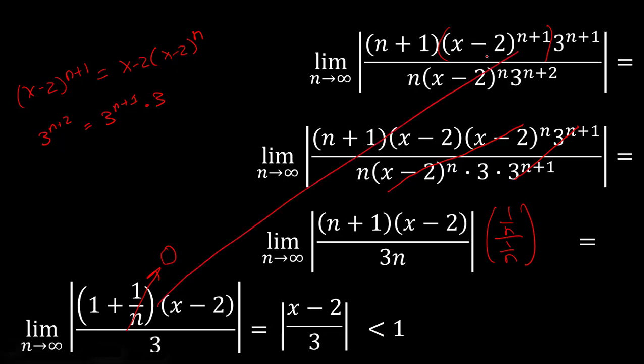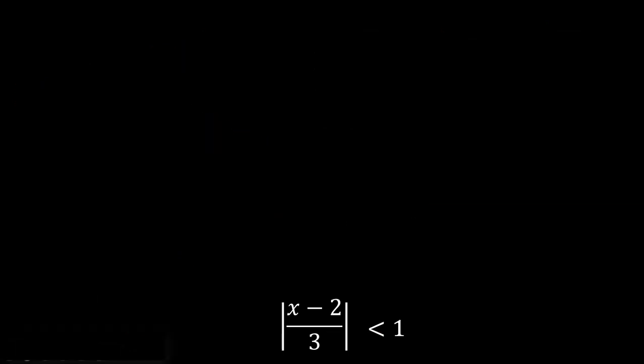So let's go ahead and get rid of this stuff. And first thing we want to do here is we can just multiply both sides by 3. Pretty easy step. And doing that, we get the absolute value of x minus 2 is less than 3.